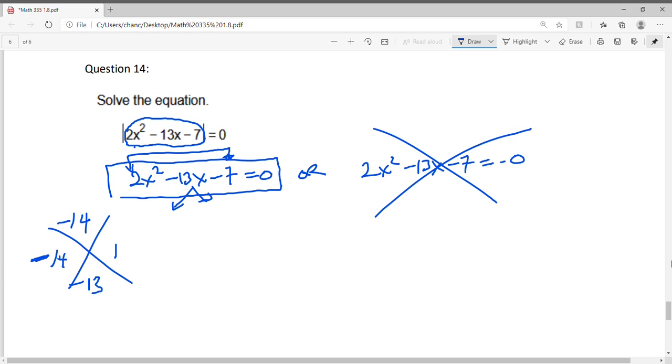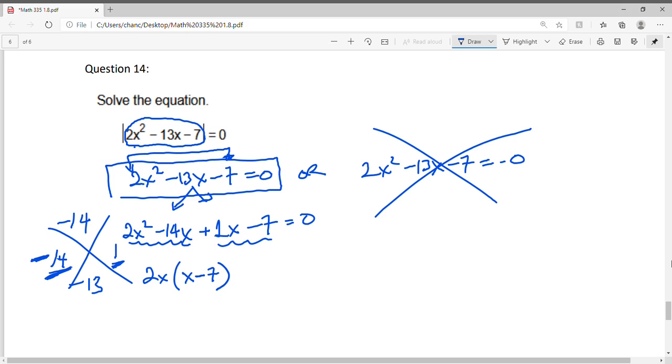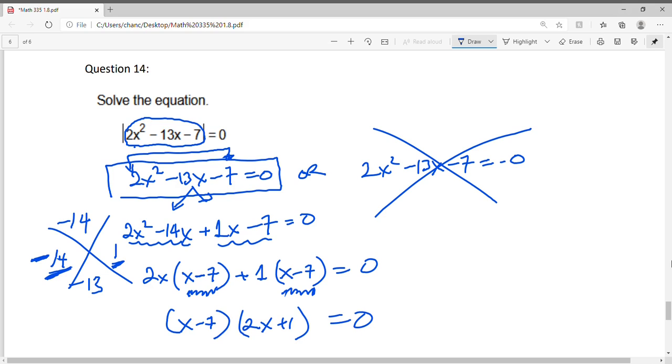Now for this question, don't forget we're using the AC method, so let's split the middle. We're going to get 2x squared minus 14x plus 1x minus 7 equals 0. Again, 14 and 1 comes from these numbers that we found. Notice I can factor the first two terms. 2x, take that out to the front, I get x minus 7. And for the second one, I'll just take out a positive 1, because we want to leave x minus 7 left over. This can now be factored to the front. I have x minus 7 times 2x plus 1 equals 0.